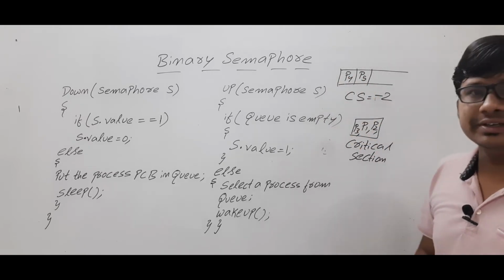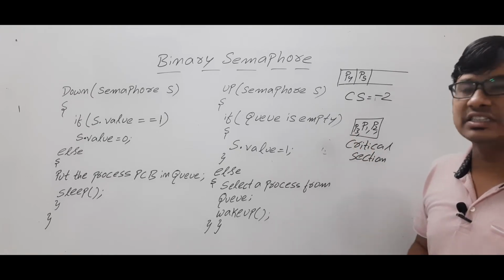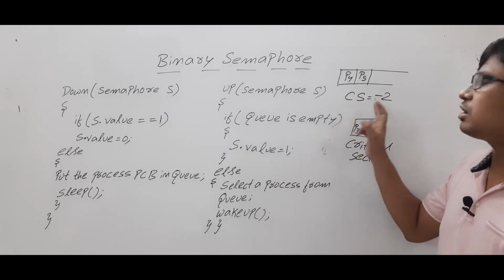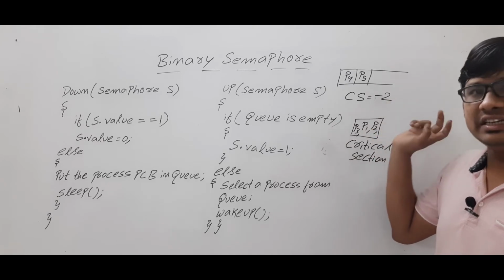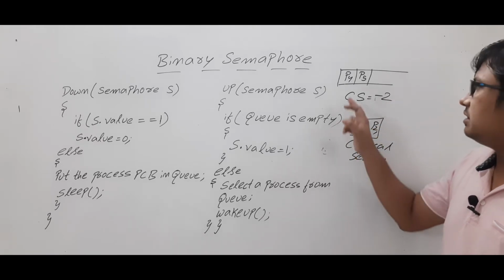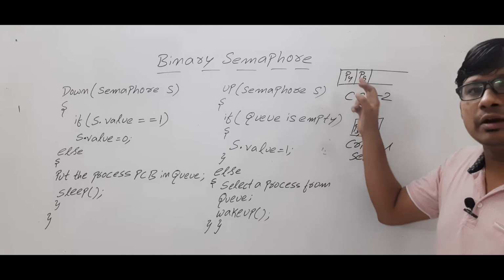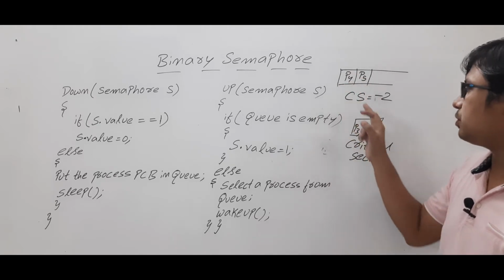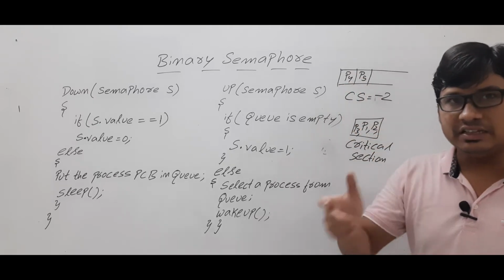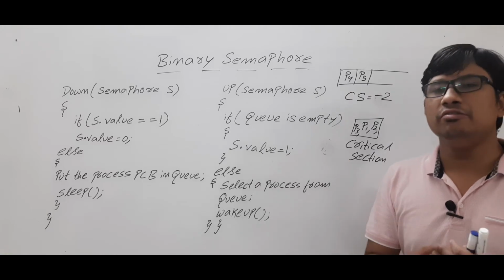Now when any process leaves the critical section, it will check the counting semaphore value. If it is still less than 0, then it will wake up one of the processes, and the woken process will enter into the critical section. This is the way the counting semaphore is useful.